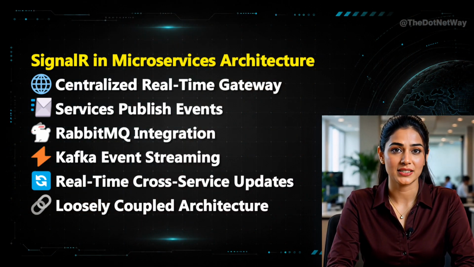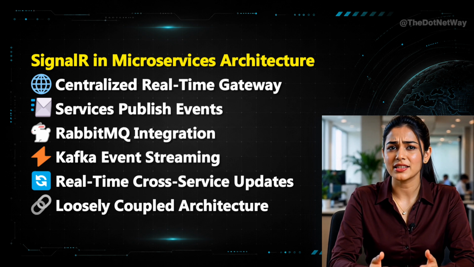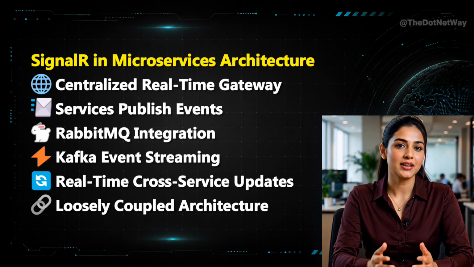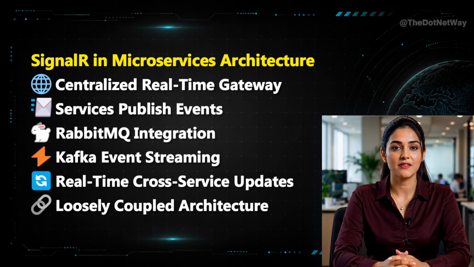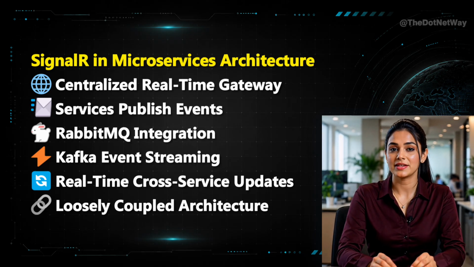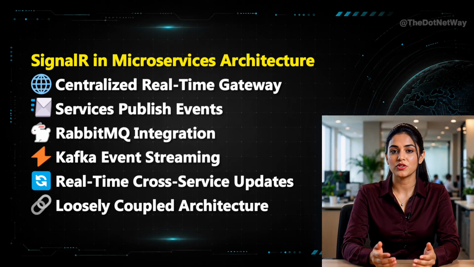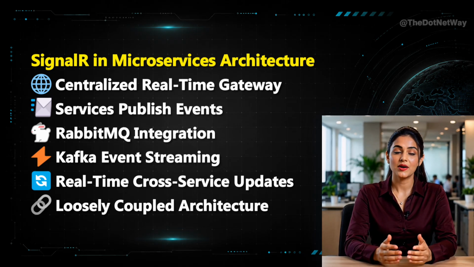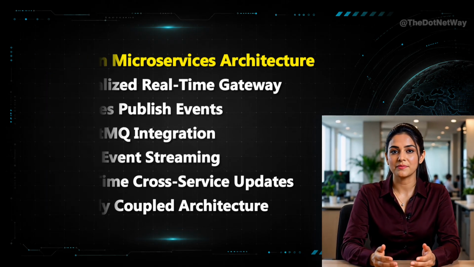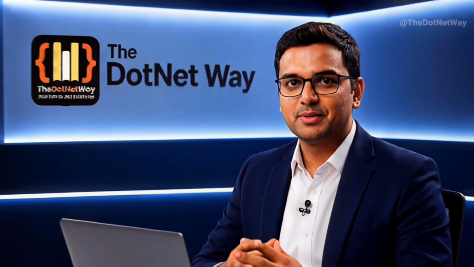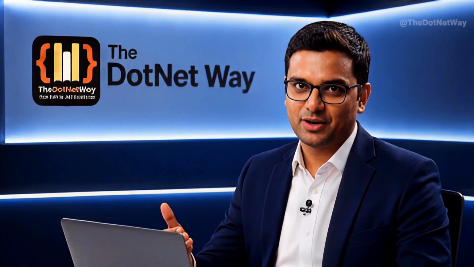Very well, but architecture becomes more advanced. In microservices environments, SignalR often acts as a centralized real-time gateway, while backend services publish events through message brokers like RabbitMQ or Kafka. That allows multiple services to trigger real-time updates without tightly coupling systems together. Tell us about a real project where you used SignalR.